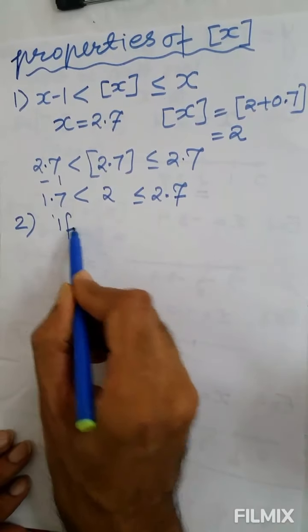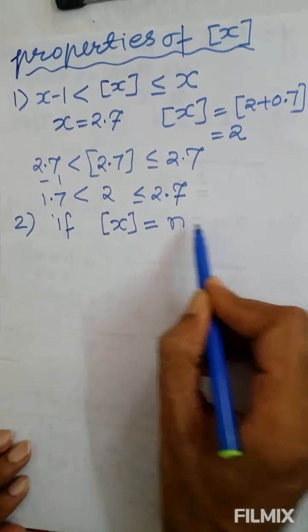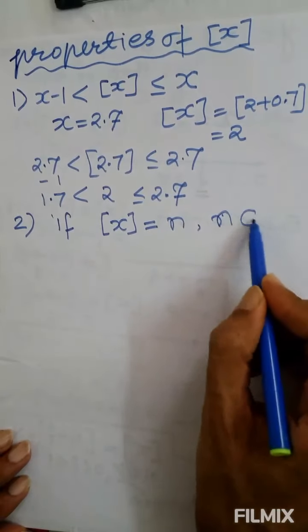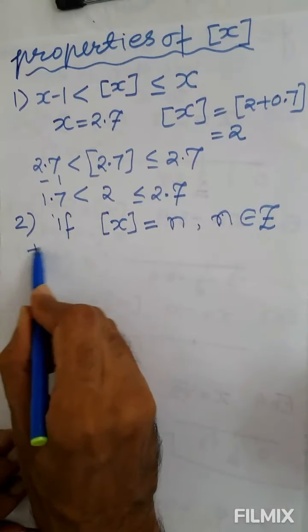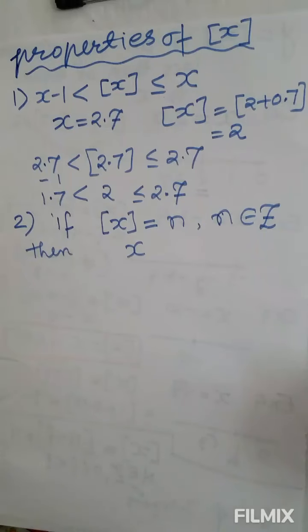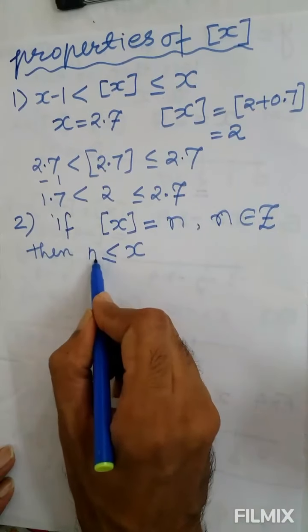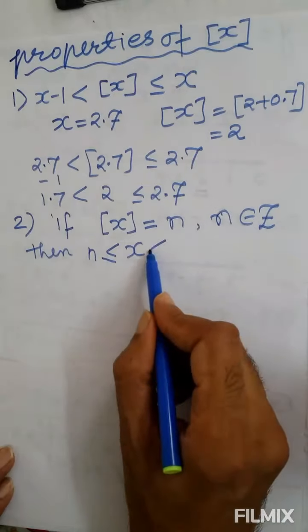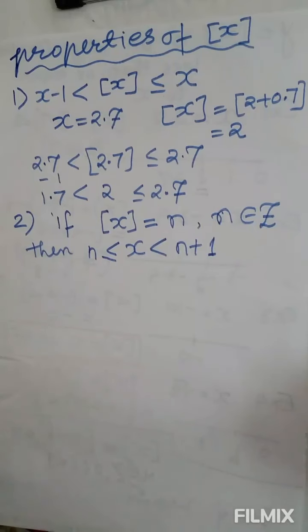Again, if the greatest integer of x is equal to n, where n belongs to the set of integers, then what is x? If you think about it, you will get this: x is greater than or equal to n, but less than n plus 1. How? Let's think about the proof.